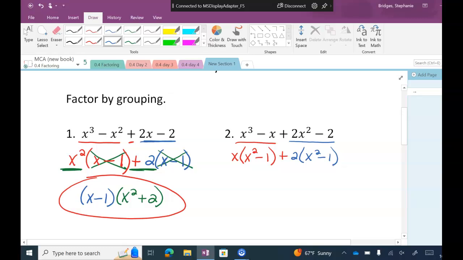Remember, the goal is to have what's in your parentheses be the same, because that's now going to be your new GCF that you can pull out. Do I have the same stuff in both parentheses? Yeah, so I'm going to pull that one out. And then I forget about those, and I write the leftover pieces in a second parenthesis.